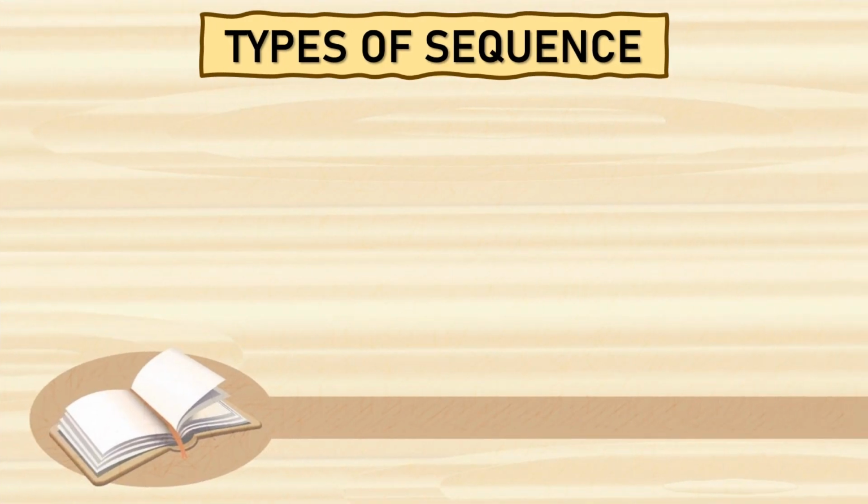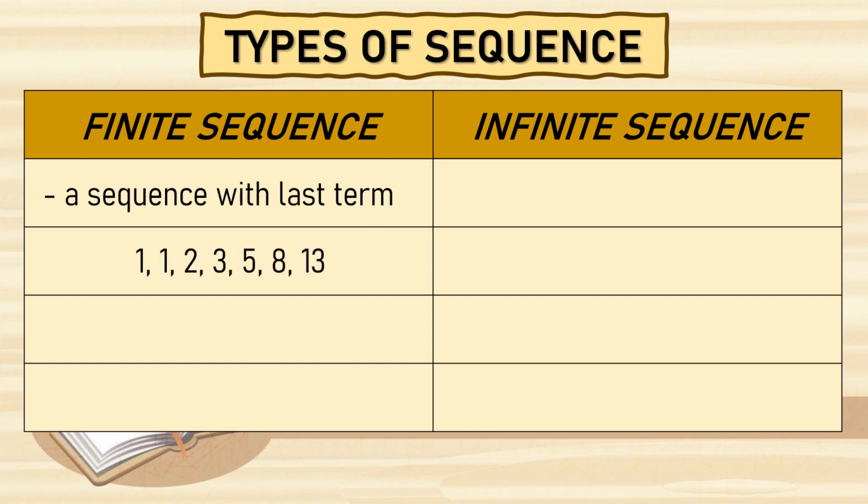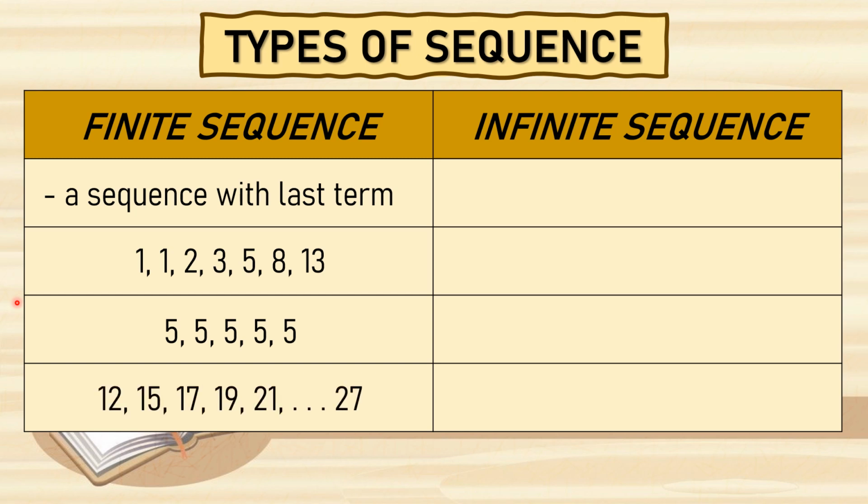So there are two types of sequence. First is the finite sequence and second is the infinite sequence. Dito muna tayo mag-focus sa finite sequence. Kapag sinabing finite sequence, it is a sequence with last term or sequence na may dulo or katapusan. So for example, 1, 1, 2, 3, 5, 8, 13. Kung mapapansin nyo, ang last term niya is 13, so ito ay kabilang sa finite sequence. Another example is 5, 5, 5, 5, 5. And another example is 12, 15, 17, 19, 21, up to 27 na kung saan ang 27, iyon yung last term.